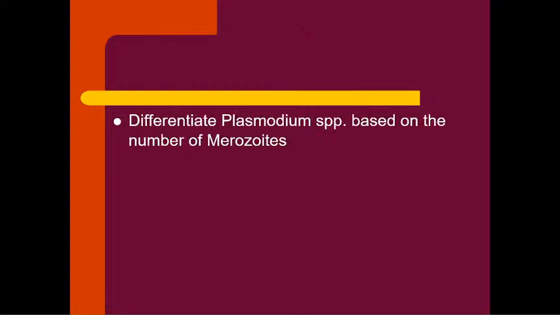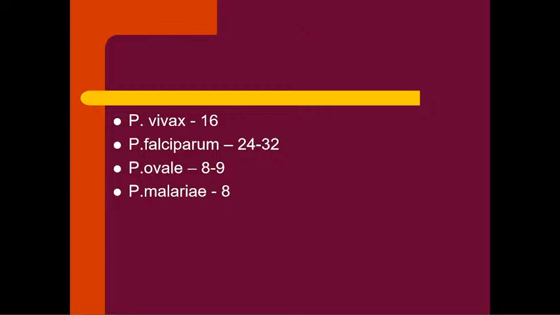Okay? Now, differentiate the species of Plasmodium based on the number of merozoites. This is something that I don't want you guys to remember, but this is another thing that actually James Paul just mentioned earlier. The reason why Plasmodium falciparum is much more dangerous, it's because it has a lot of merozoites.